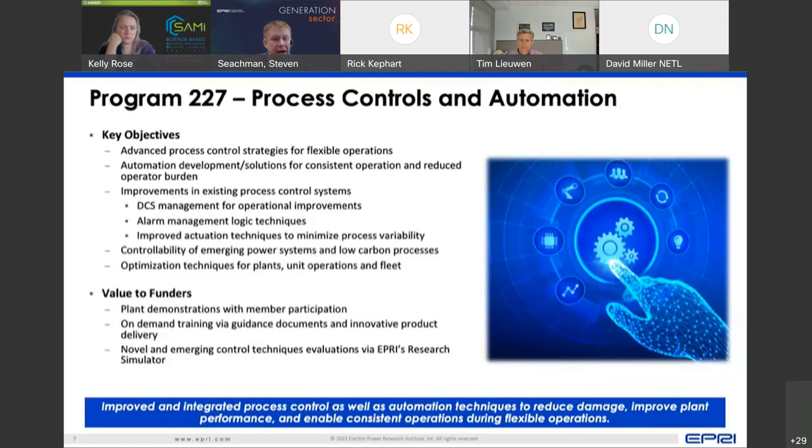Other things that we're looking at are improvements in existing process controls, such as understanding our DCSs and operational improvements through those DCSs. Alarm management logic techniques, which we'll be looking at AI to understand and move as the mission of the plant changes. And then, of course, we do look at the actuation techniques as well.